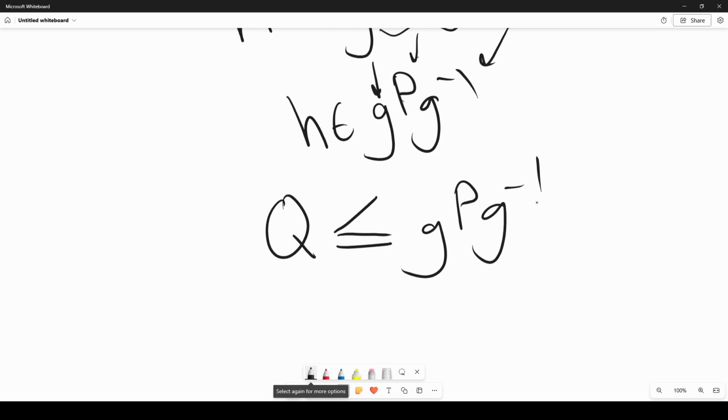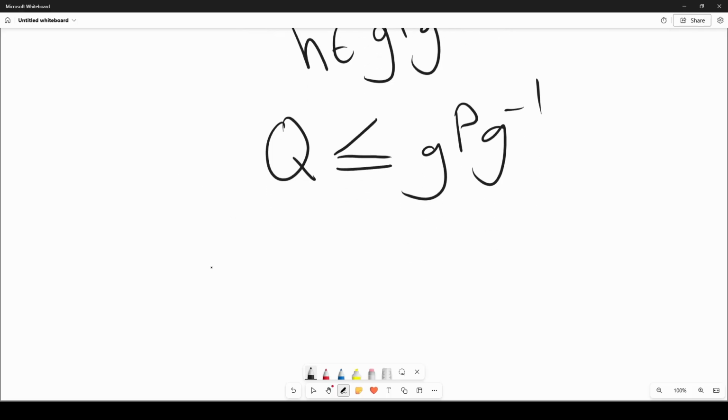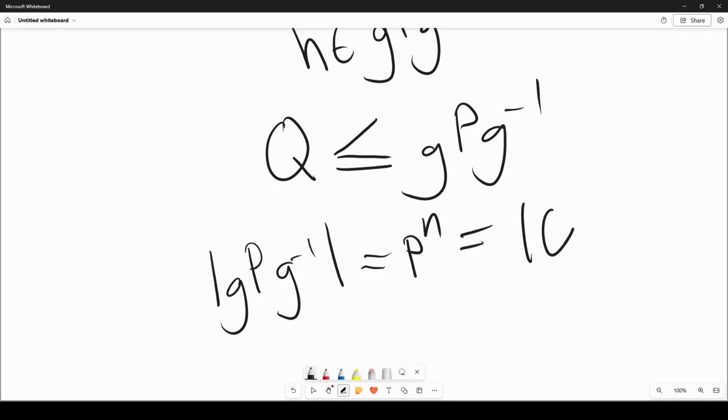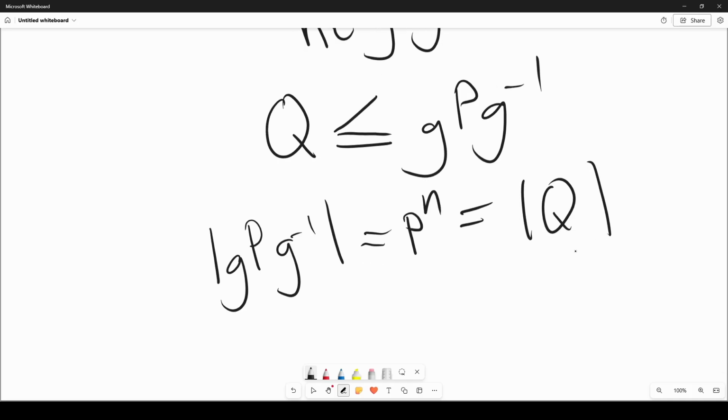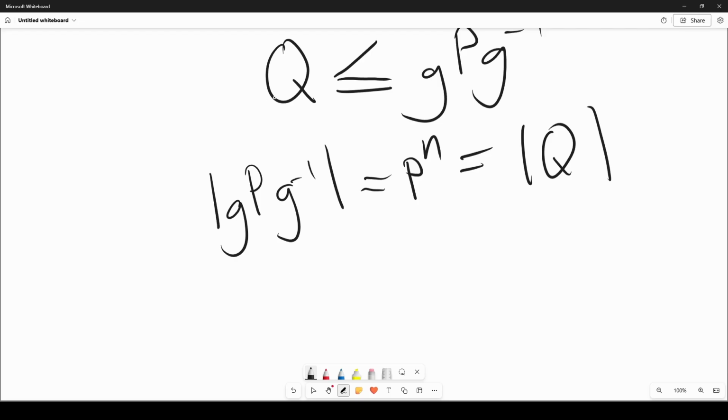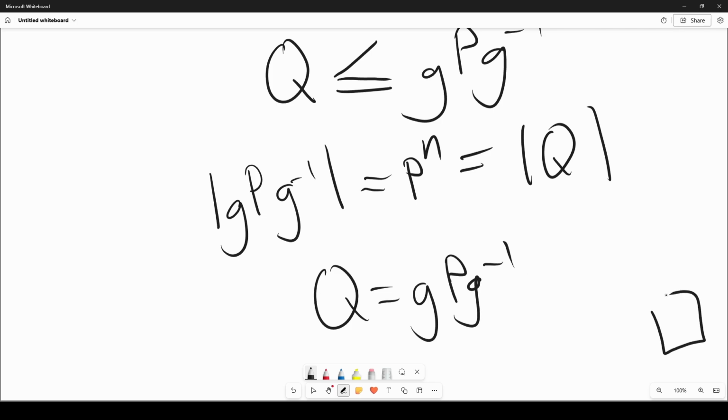Okay, that's great. But really the question is, is it the entire group? That's what we're trying to prove, not just that it's a subgroup. But if you remember, the size of GPG inverse, if you checked yourself that it was a bijection to P, has to be p^n, which is also the size of Q, since they're both p-Sylow subgroups. So if one is a subgroup of the other and they're the same size, that means they have to be equal to each other. And that gives us exactly what we wanted to prove.